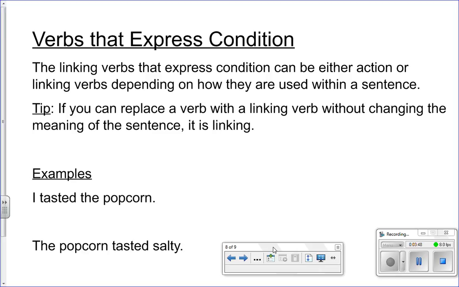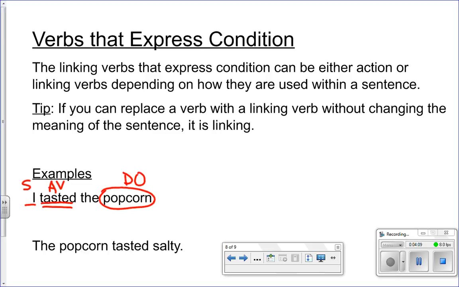In the sentence, I is the subject, tasted is the verb. Now the question is, am I doing the tasting? Is that an action being performed? It is. So this is an action verb in the sentence. And because there's an action verb, you can locate the object. I tasted what? Popcorn is the direct object.